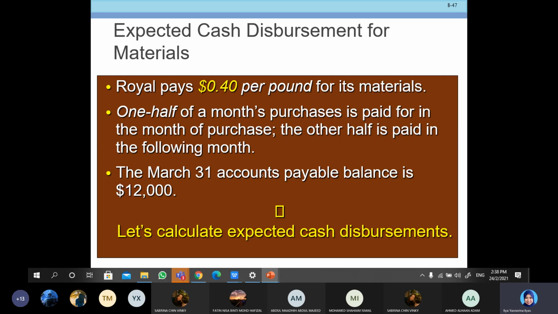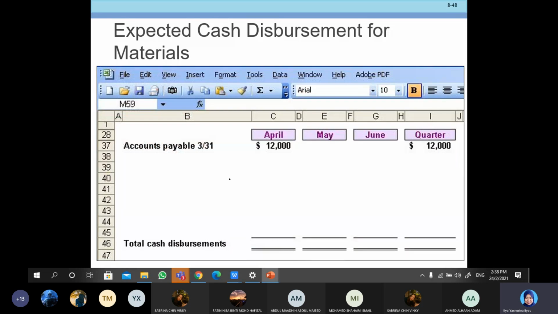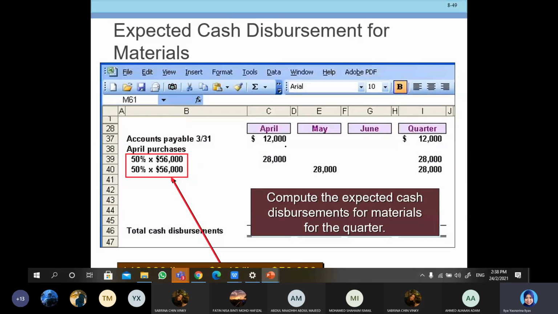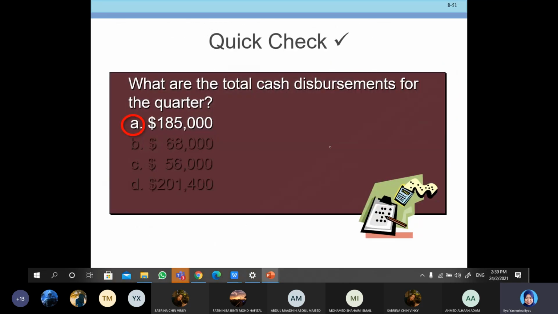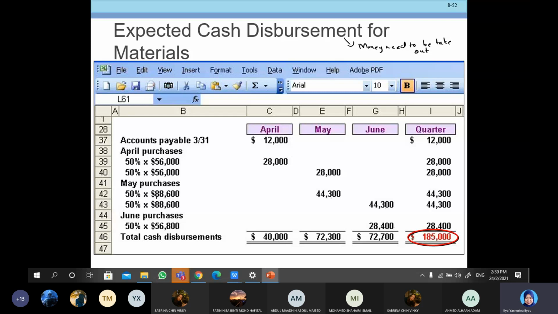Then this is the beginning balance. It's similar with cash collection. So this is the beginning balance of 12,000. How about cash disbursement on April, which means we need to buy material for 56,000. So we follow the supplier term. 50% we pay on April, another 50% we pay on May. How about May? May 50% we pay on May, 50% we pay on June.